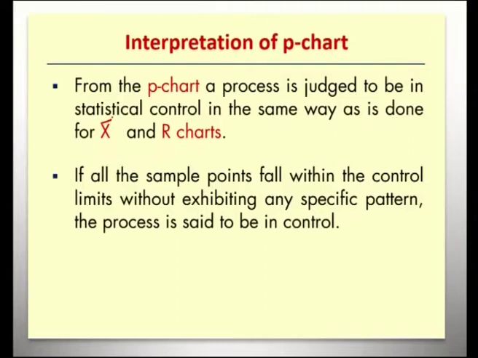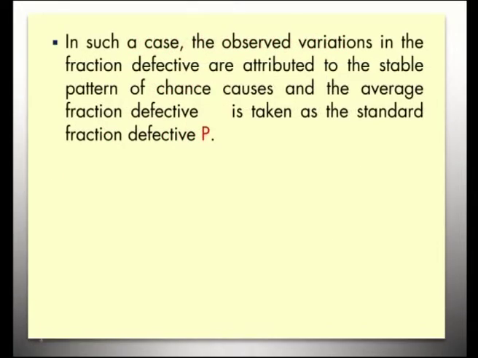Interpretation of the P chart: from the P chart, a process is judged to be in statistical quality control in the same way as is done in X bar and R charts. If all the sample points fall within the control limits without exhibiting any specific pattern, the process is said to be in control. In such a case, the observed variations in the fraction defective are attributed to a stable pattern of chance causes, assignable causes are not present, and the average fraction defective p bar is taken as the standard fraction defective P.